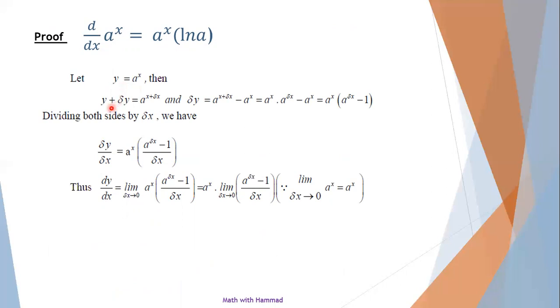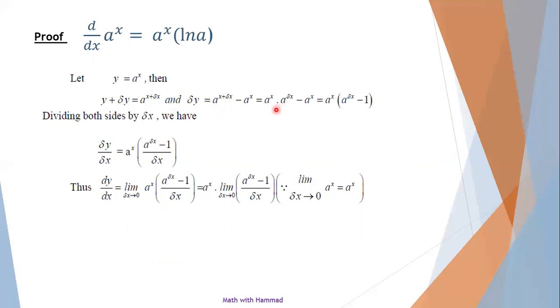Replace y by y plus del y and x by x plus del x. Now take y to the right hand side. So del y is equal to a raised to power x plus del x minus y. And what is the value of y? Value of y is a raised to power x. So a raised to power x plus del x can be written as a raised to power x into a raised to power del x.